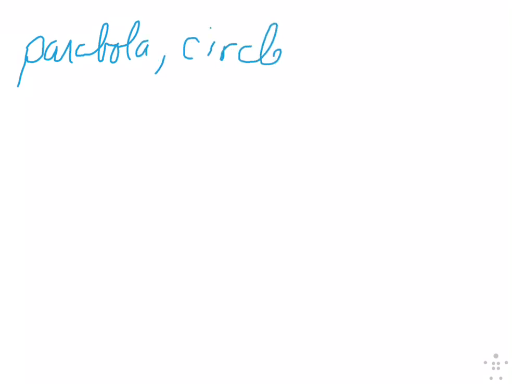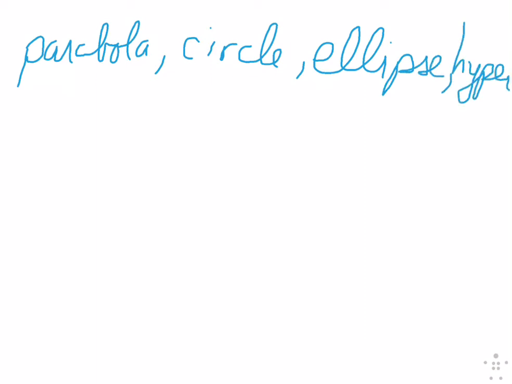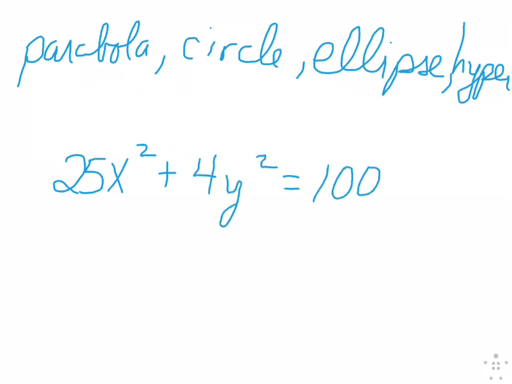Then the last thing that I want you to do is I'm going to give you an equation and it's going to ask you one of 4 things. Is this a parabola, circle, ellipse, or hyperbola? That's what it's going to ask you. Which one of the 4 is it? So we have 25x squared plus 4y squared equals 100.